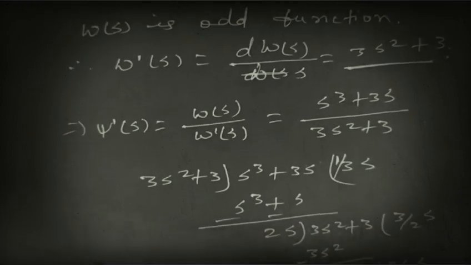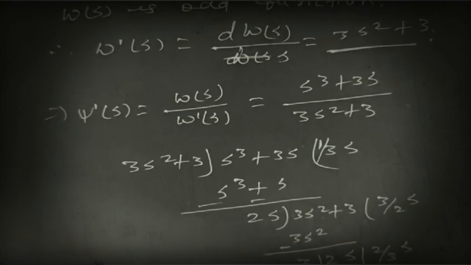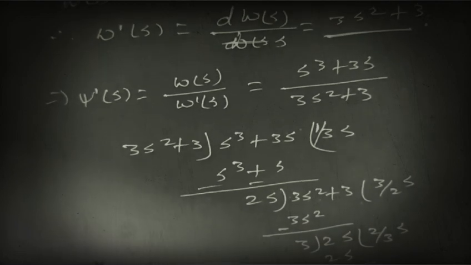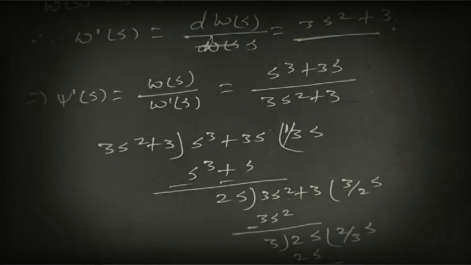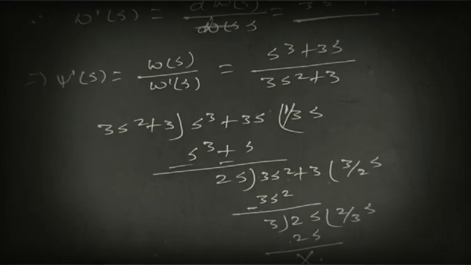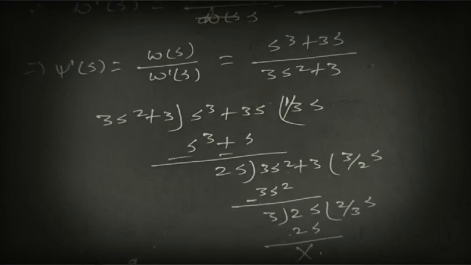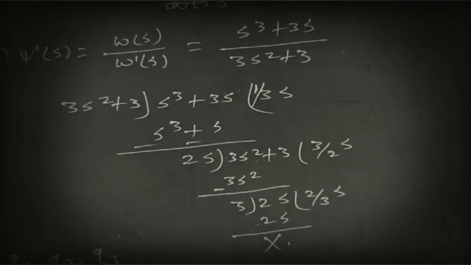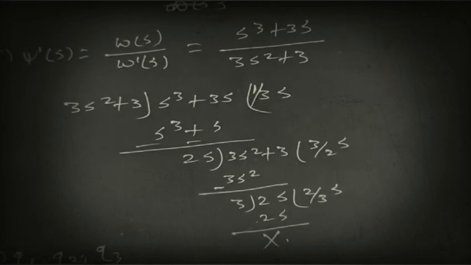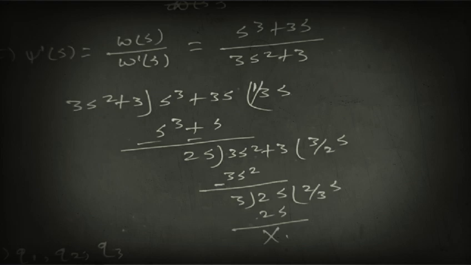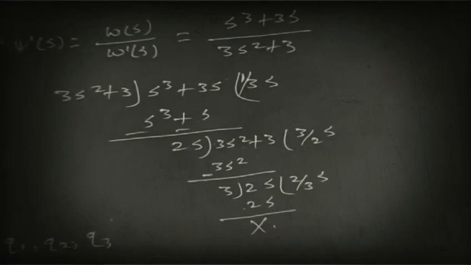Now we'll write psi(s) is equal to W(s) divided by W dash (s), which is s cube plus 3s divided by 3s square plus 3. Here s cube plus 3s is the dividend and 3s square plus 3 is the divisor. The first quotient is 1 by 3s and the remainder is 2s. Now 2s will be the divisor and 3s square plus 3 is the dividend, so the second quotient is 3 by 2 into s. Now the remainder is 3, and we make 3 the divisor and 2s the dividend, so the next quotient is 2 by 3 into s.